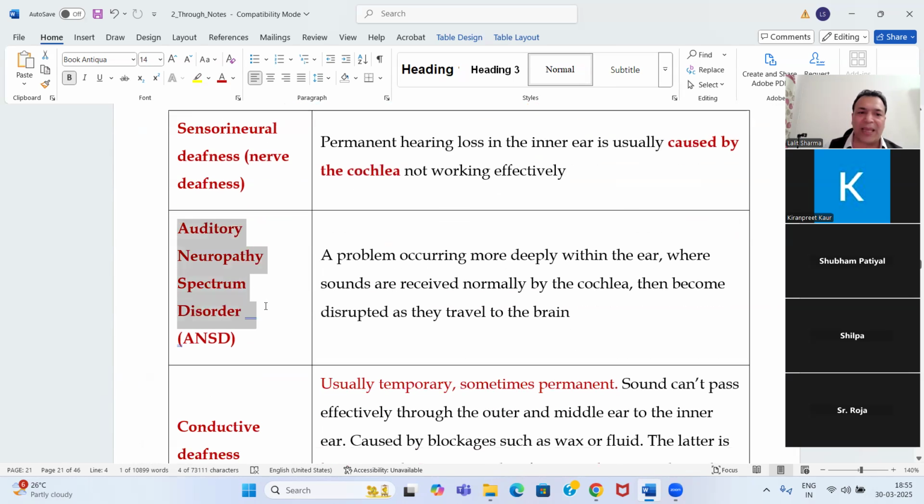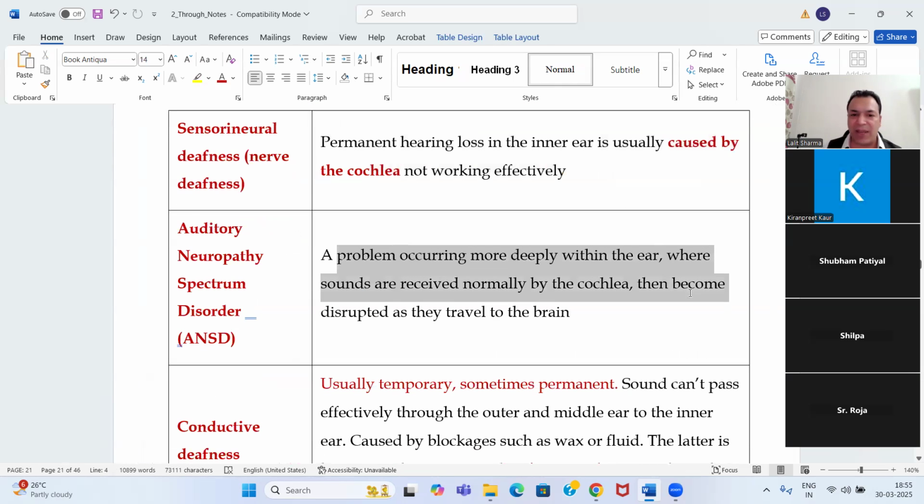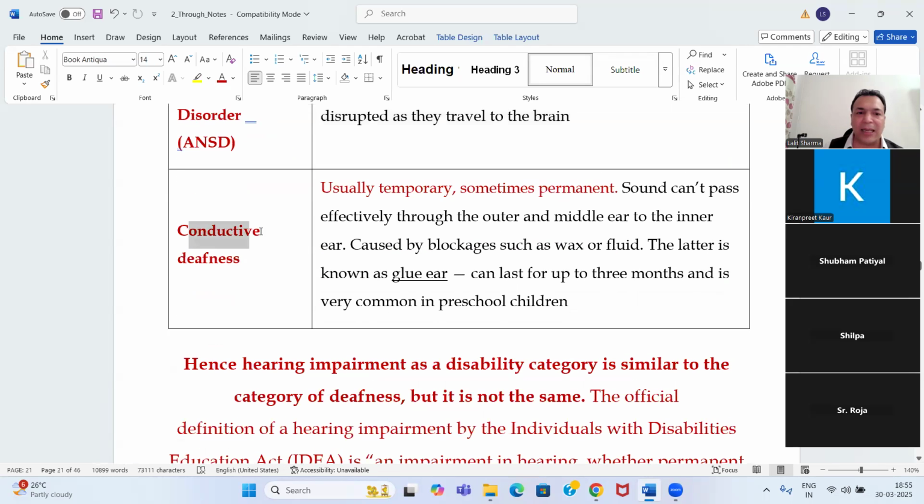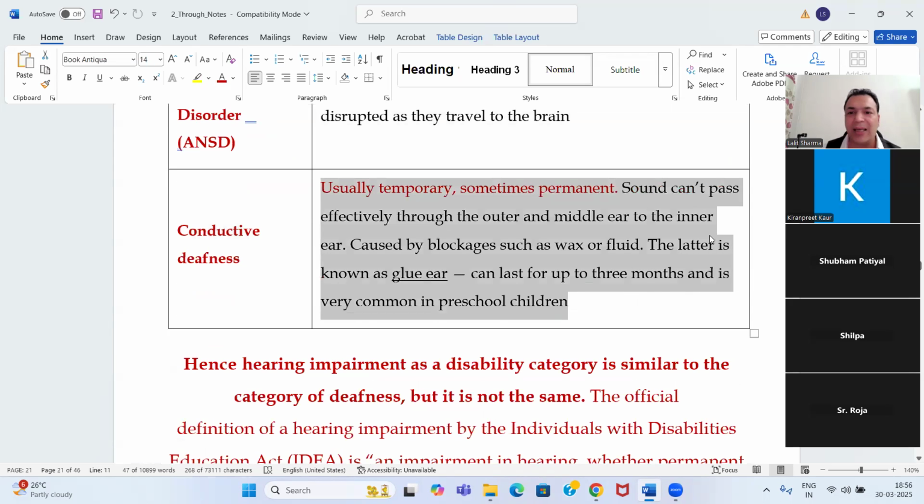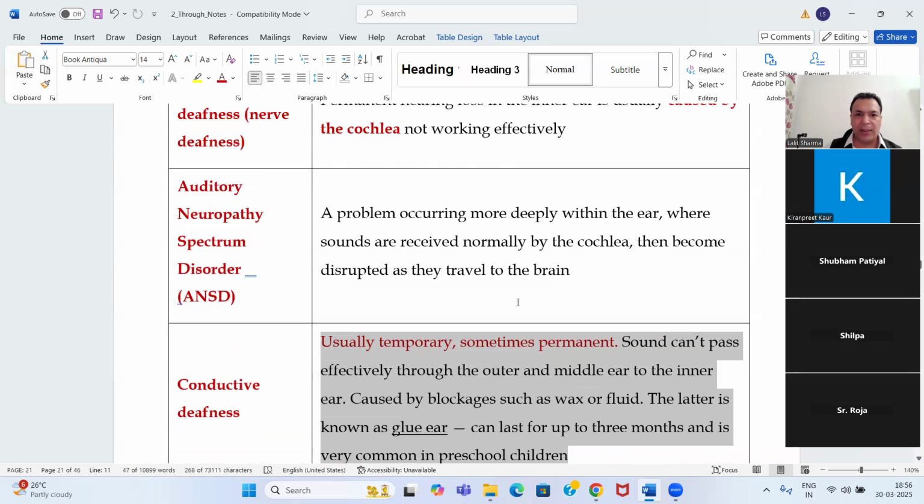Next is auditory neuropathy spectrum disorder. This is a problem occurring more deeply within the ear, where sounds are received normally but then become disrupted as they travel to the brain. The third problem is conductive deafness. This is usually temporary, sometimes permanent. Sound cannot pass effectively through the outer and middle ear to the inner ear, caused by a blockage such as wax or fluid. The latter is known as glue ear, can last for up to 3 months and is very common in preschool children.